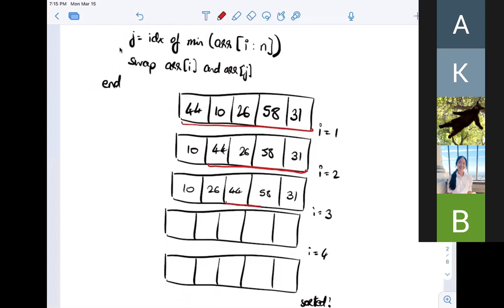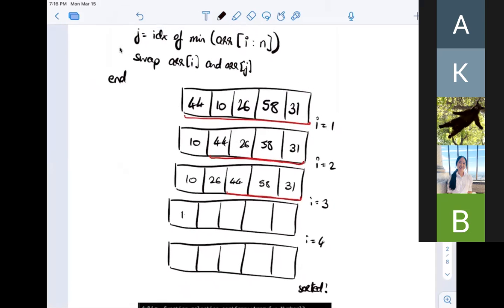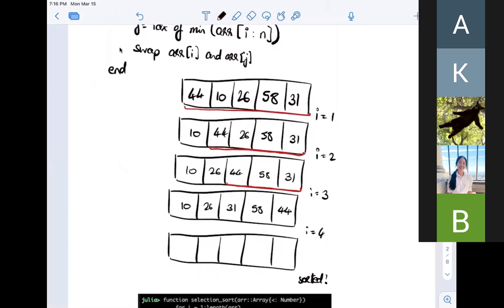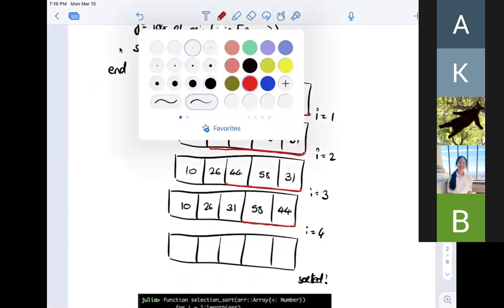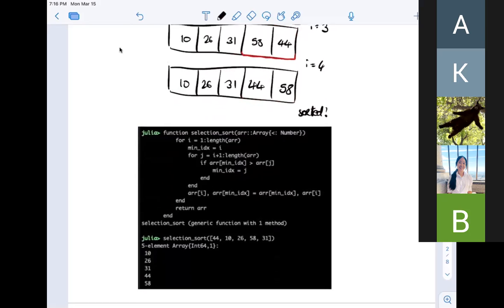So I'm just drawing out here in red the part of the list we're going to look at. 10, 26, 31, 58, 44. And then you're just looking at the last two and seeing they're out of order. So I'm just going to put them in the right place. 10, 26, 31, 44, 58. And we're done. Okay. And so here's what that looks like in Julia code form.